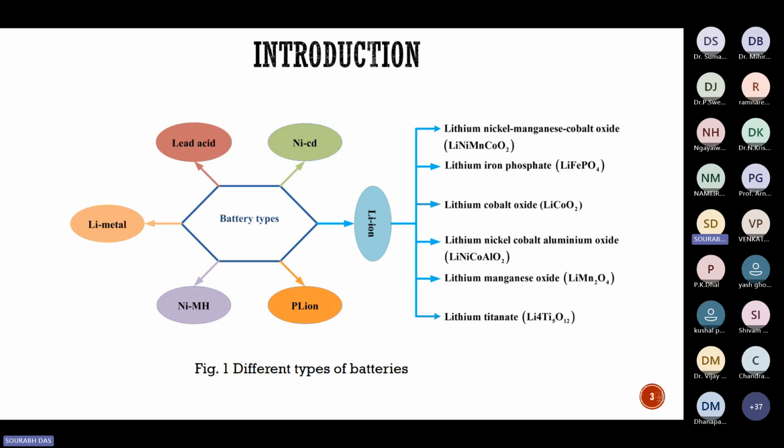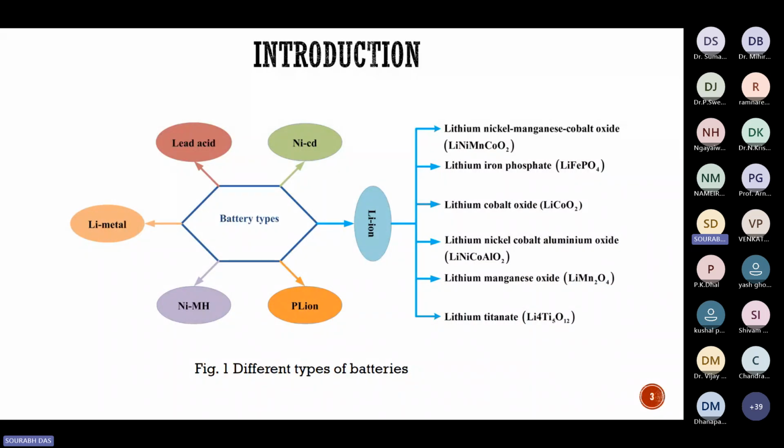So the lithium-ion battery can branch into multiple chemistries, which are lithium nickel manganese, lithium iron phosphate, lithium cobalt oxide, lithium nickel cobalt aluminum oxide, and then lithium manganese oxide and lithium titanate. So lithium nickel manganese cobalt oxide is used in the EV and laptops also, because it gives the balance between energy density, and it is also safe.